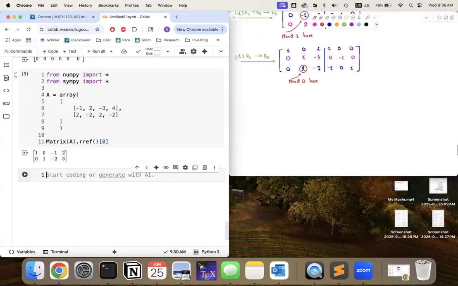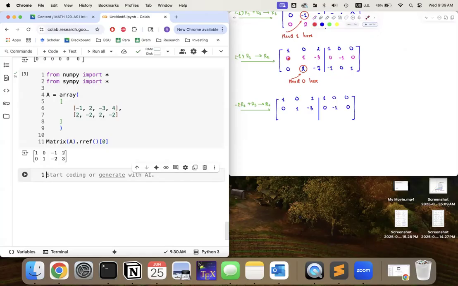So to turn that into a 0, I'm going to use row 2 here. So -2 times row 2 plus row 3 to create a new row 3. Row 1 remains the same. Row 2 remains the same. All right, for row 3.